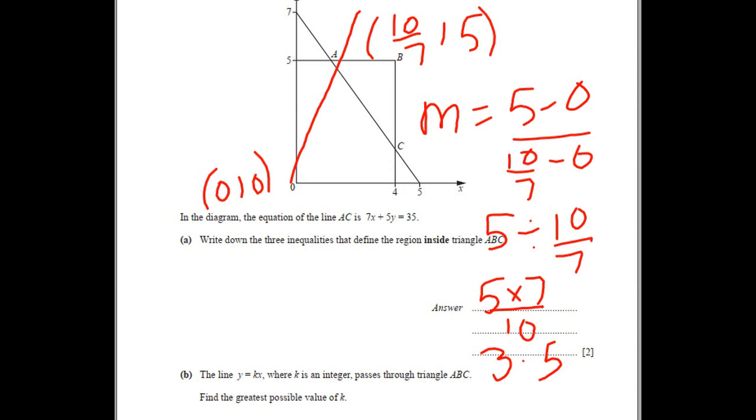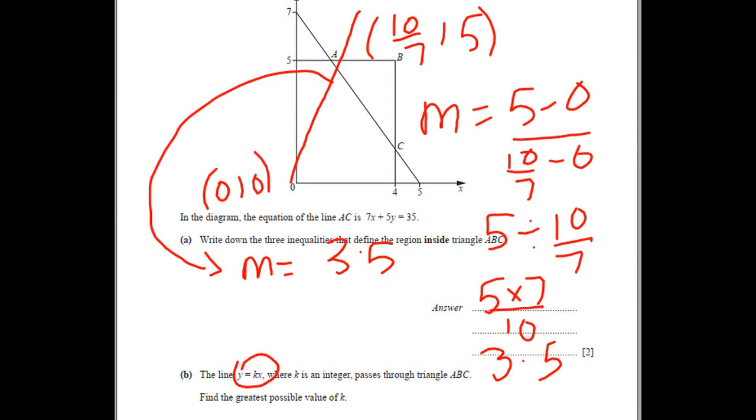So the slope of this line is 3.5. Slope is also k in this particular case. Alright, so the maximum integer value underneath 3.5, or lower than 3.5, is 3. So k equals 3 is the final answer.